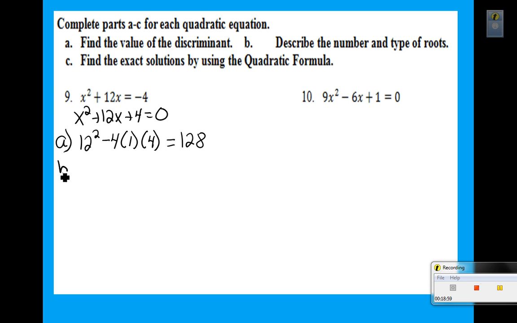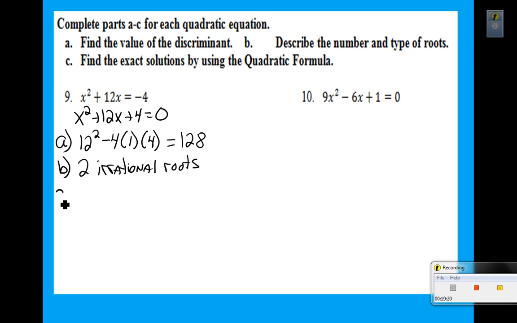So on part B, here's what I got to ask myself. Do I know the square root of 128? And the answer is no. But it is positive. So I know there's going to be 2 irrational roots.